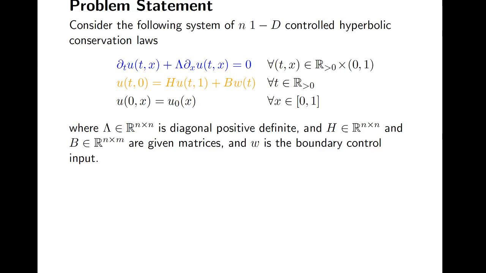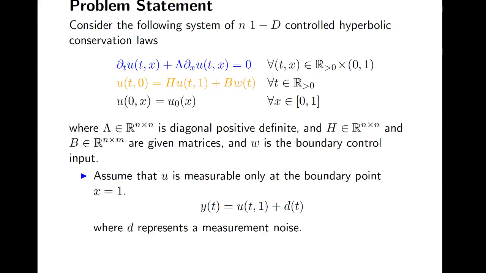All right. So what's the problem we solved in this setting? We pick this same class of system. Lambda is positive diagonal. Okay. We pick this boundary condition that I just discussed, for which there exists a result that shows exponential stability in general. And we assume, again, that we control the system with the input W, and we're given an initial condition. Okay, H and B are given matrices, and W is the input.